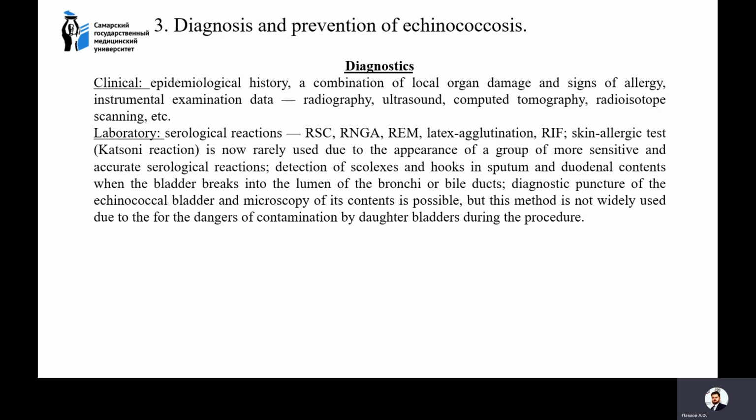Detection of scolices and hooks in sputum and duodenal contents when the bladder breaks into the lumen of the bronchi or bile ducts. Diagnostic puncture of the echinococcal bladder and microscopy of its contents are possible, but this method is not widely used due to the danger of contamination by daughter bladders during the procedure.